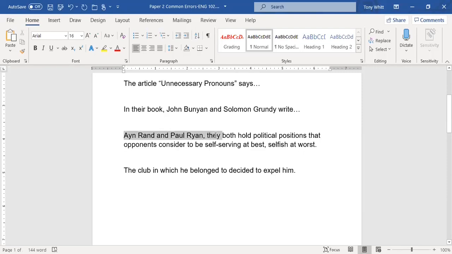comma, John Bunyan and Solomon Grundy write. Some of you, fewer of you, are doing this, that you're giving the name of somebody and then following it immediately with he or she or they after a comma. Don't do that. Again, you don't need to put a pronoun and the subject that it refers to. You just need the pronoun.